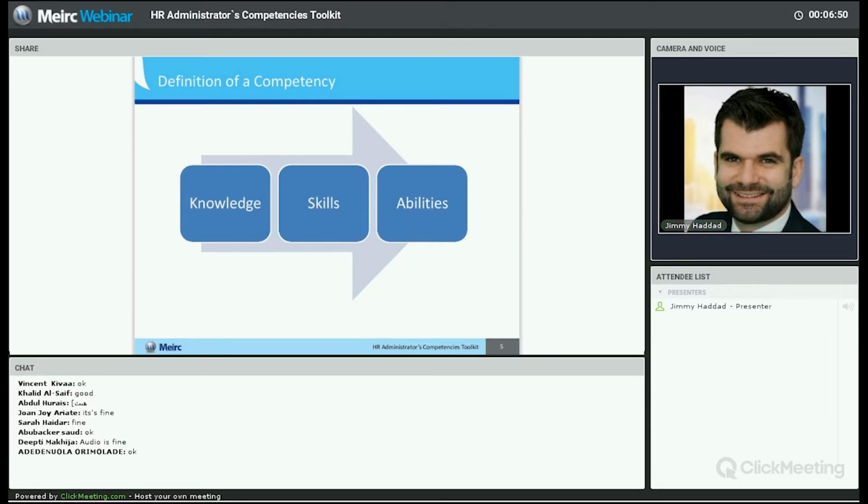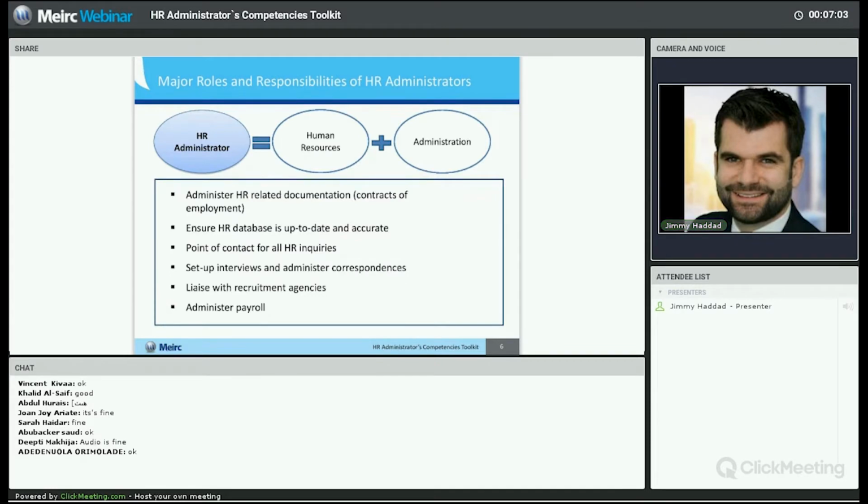For us at Meirc, the most important thing is to focus more on the skills and the abilities when it comes to any HR related function. Now, having said that, what are some major roles or responsibilities of HR administrators? Usually an HR administrator in various organizations is an entry-level position within the HR department. Depending on the roles and responsibilities or the function in which that individual works, their responsibilities may vary.